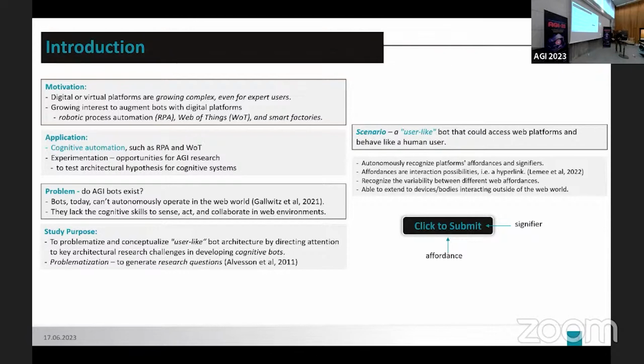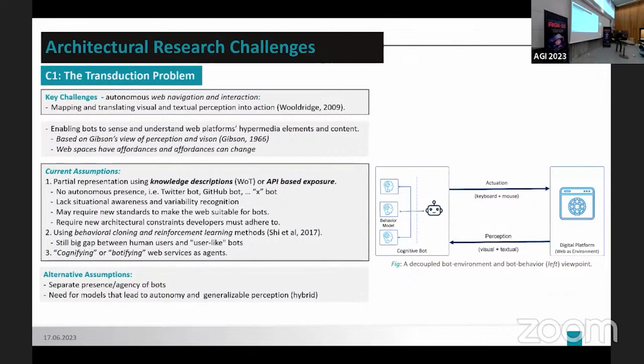We did a problematization kind of research, to identify what assumptions are there today and what alternative assumptions could be drawn. The key challenges include the transduction problem. This is about autonomous web navigation in our scenario, but it could be any digital platform, such as digital twins or a smart factory. The idea is to enable bots to understand and map their actions, what they see and sense, from this web environment.